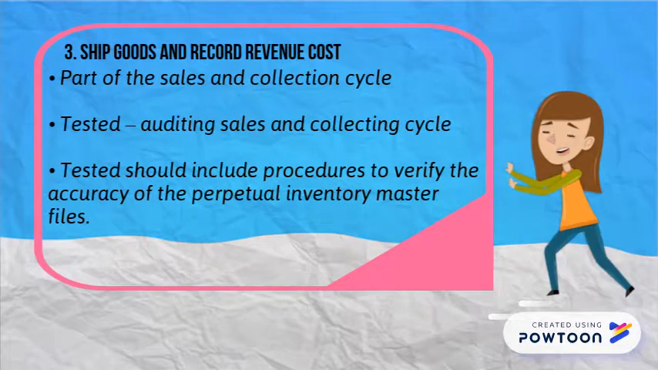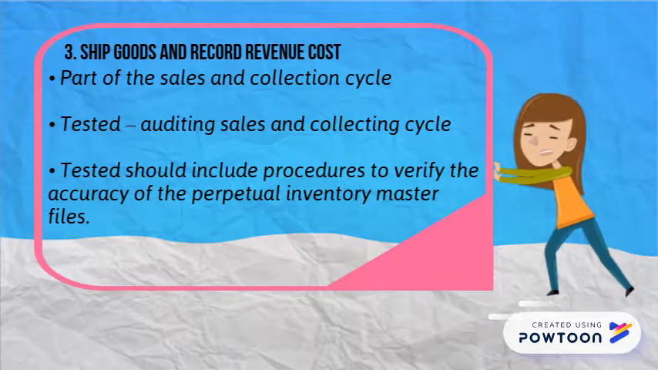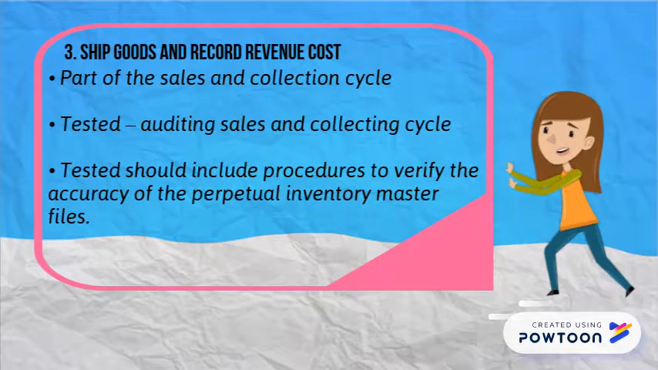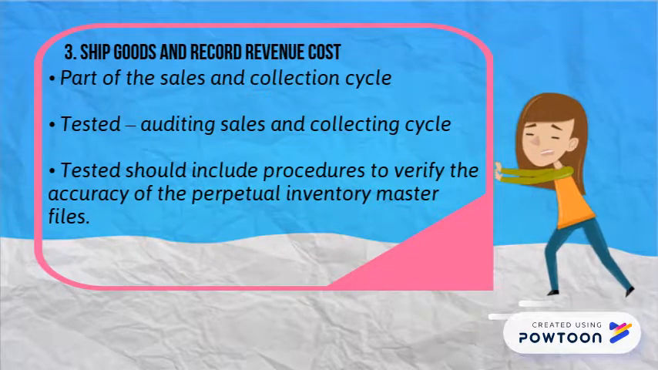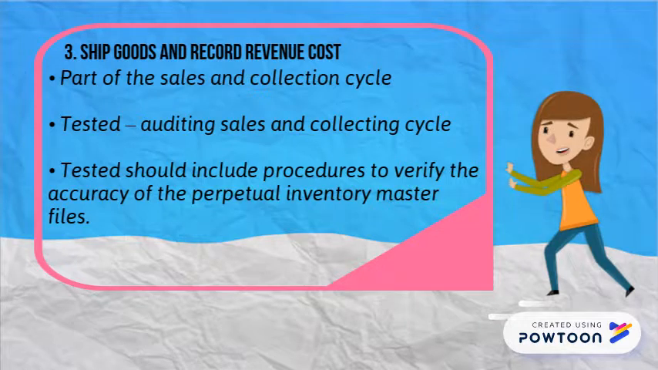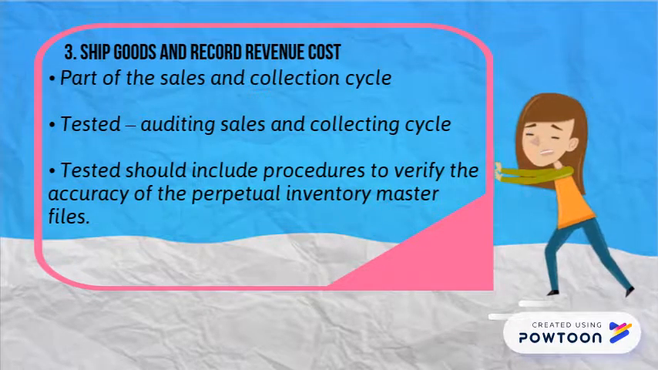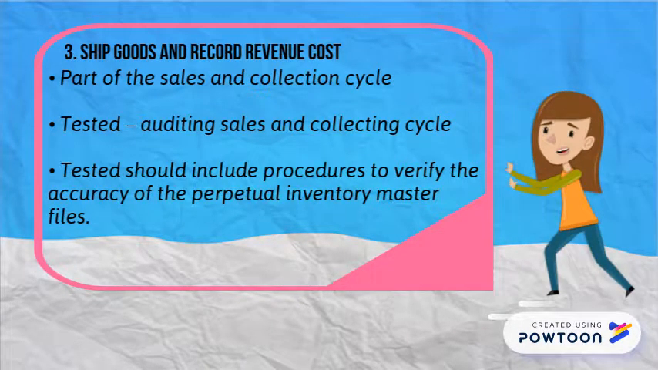Ship goods and record revenue costs, part of the sales and collection cycles. Tested auditing sales and collecting cycles. Tested should include procedures to verify the accuracy of the perpetual inventory master files.